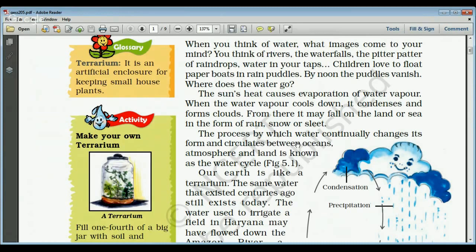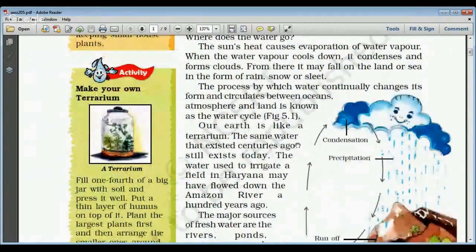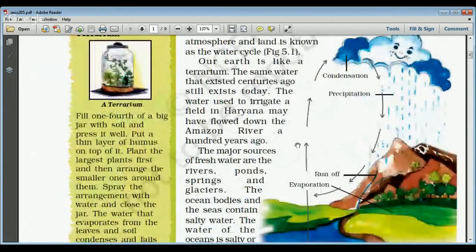And there are various forms of precipitation like rain, snow or sleet. So our earth actually behaves like a terrarium. You might use the same water that existed centuries ago, and water used to irrigate a field in Haryana may have flowed down to the Amazon River in Brazil.